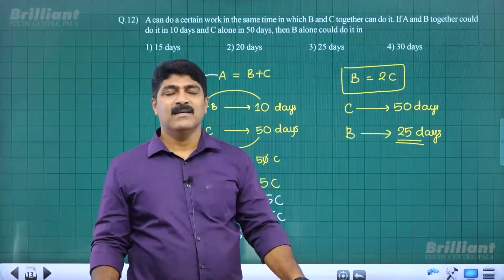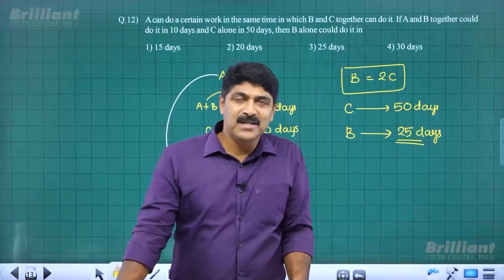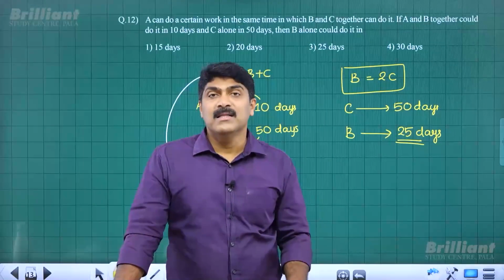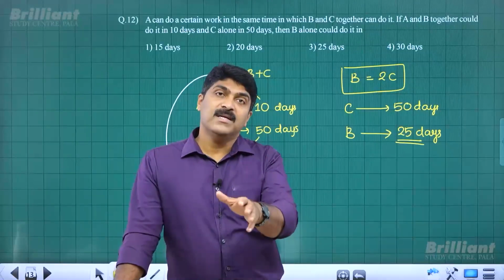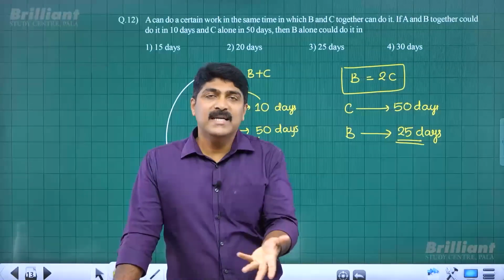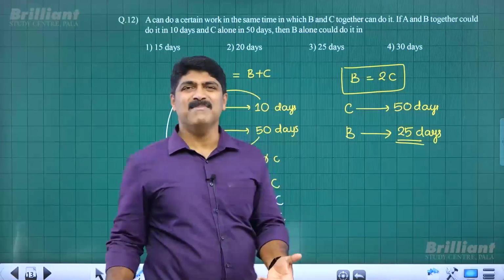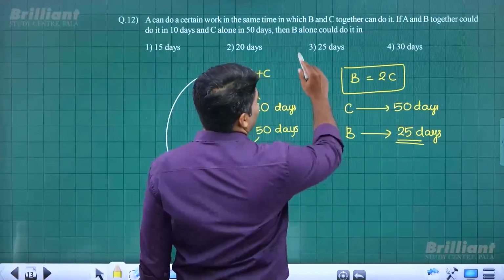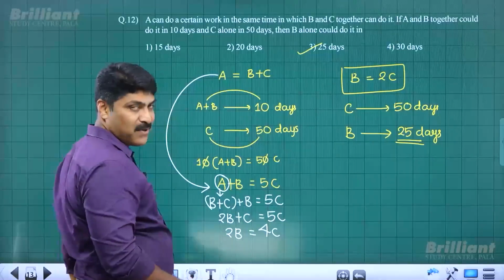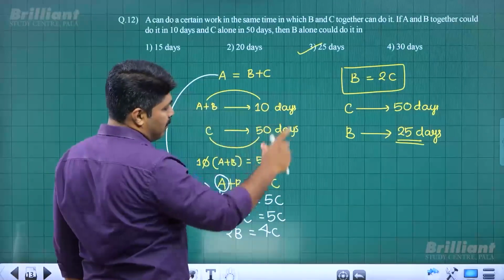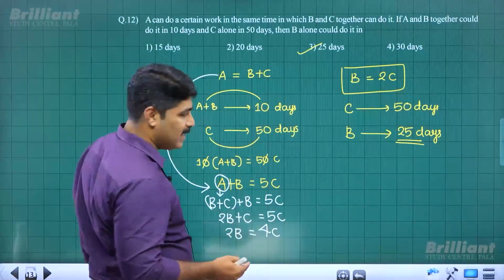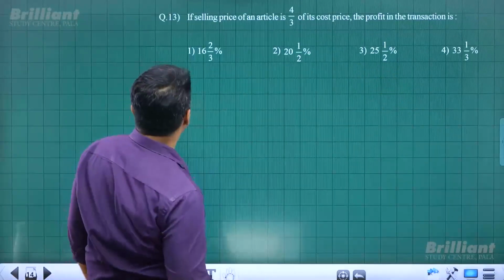So that's a simple logic. You just think about it. If I am twice as efficient as you, and you can complete the work in 50 days, then I can complete it in 25 days. That's a simple logic, so we are applying that here. So that's a tricky and much more challenging type of question, based on all the basic ideas of time and work, the comparison of efficiencies. So we can move to the next question.